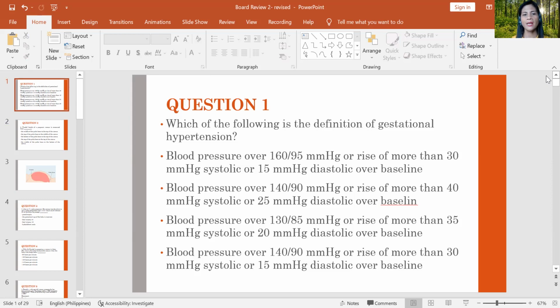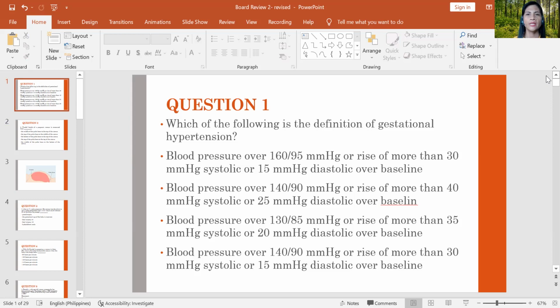So it generally develops after week 20 of pregnancy and returns to normal after delivery. There are also types of hypertension that we have already learned during the past semester, right, my dear students? So we have here the chronic hypertension. When we speak about chronic hypertension, that is hypertension or the high blood pressure which is present prior to pregnancy. So bago pa lang siya nagbuntis, meron na siyang high blood.